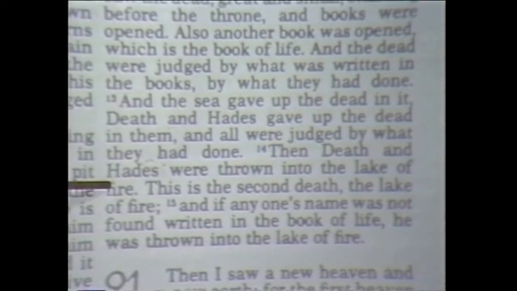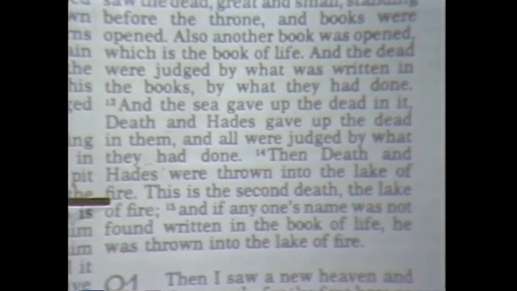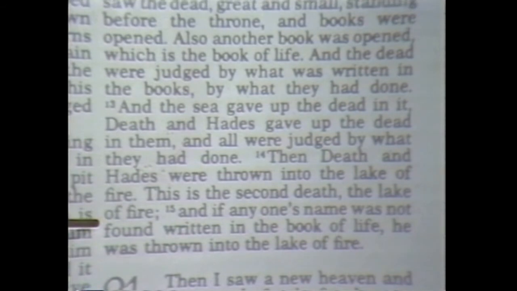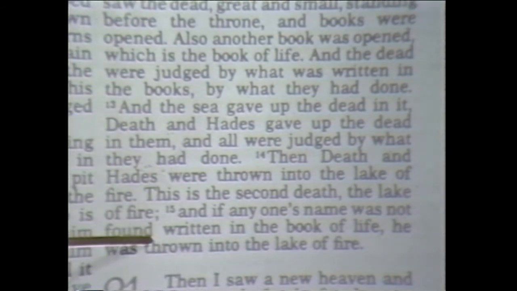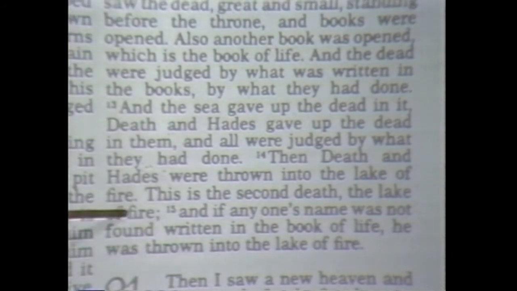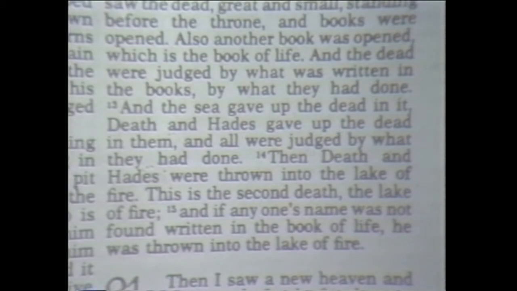"Then death and Hades were thrown into the lake of fire. This is the second death, the lake of fire. If anyone's name was not found written in the book of life, he was thrown into the lake of fire." The book of life is a concept inherited by the Jews from the Persians, in which the names in advance of all the saved are written. And the Jews adopted that point of view and wove it into this judgment based on the deeds that are all written down in the books.